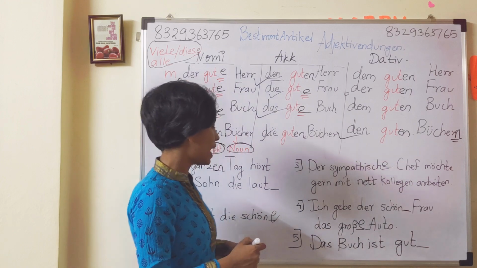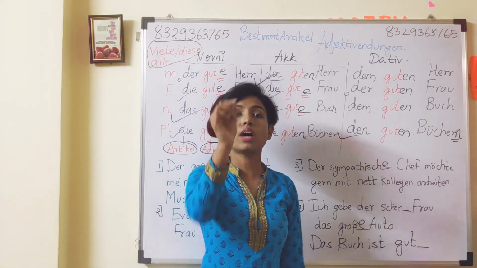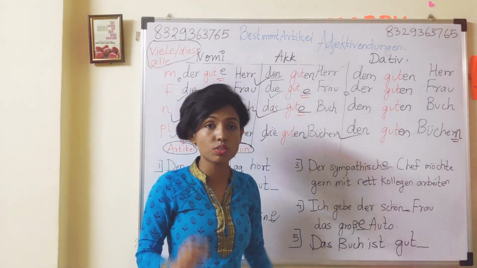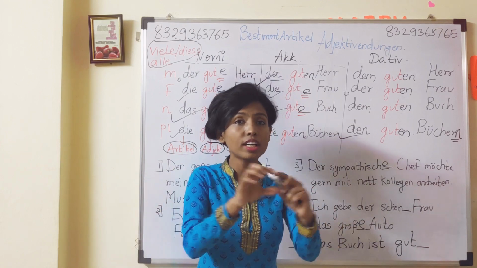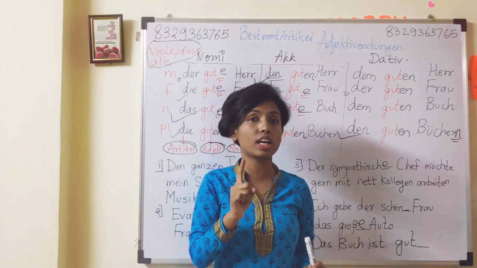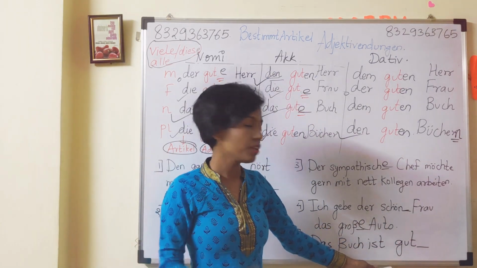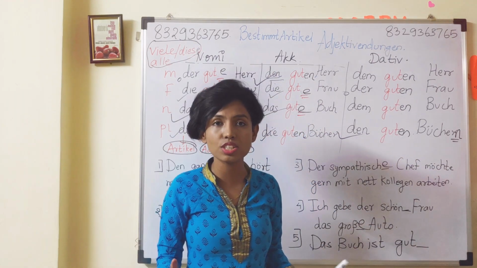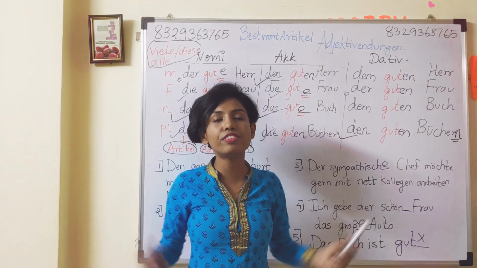And then the fifth one, das book is good. Now you tell me, can you see any article over here before the adjective? The sequence should be the same. If in the sentence the article is there but not in the sequence, still you are not using this chart. The sequence should be there. Can you see an article before the adjective? No. Can you see a noun after the adjective? No. Don't use any chart. Just put a cross over there. That is just to confuse you students.